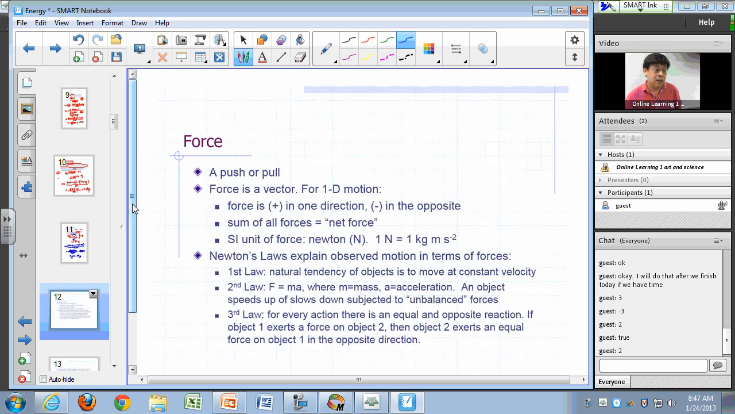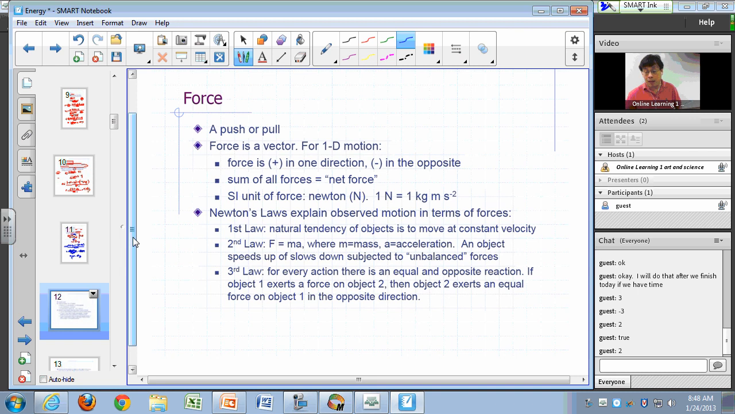All right, so let's talk about force now. A force is a push or a pull. You're all familiar with the concept. And force is a vector also. So if you're being pulled in one direction, you can say that the force on you is positive. If you're being pulled in the opposite direction, then the force on you is negative. And just like for the other vectors, it depends on which direction you take as positive or negative. Now, the sum of all the forces acting on you would be what you would call the net force.